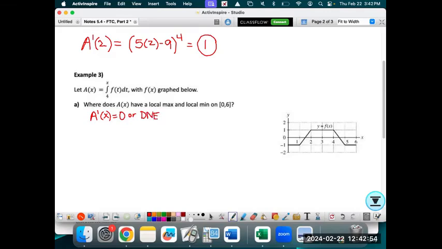And then for our max, it's going to be where A prime goes from, let's see, positive to negative. And then the min is where A prime goes from negative to positive. So let's go ahead and figure out what A prime is.